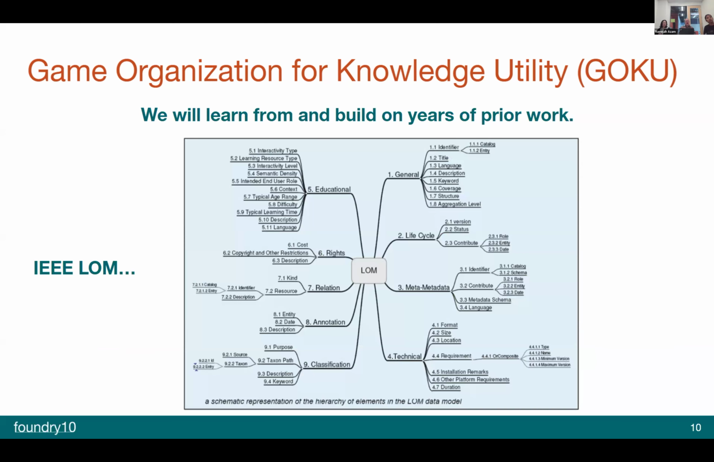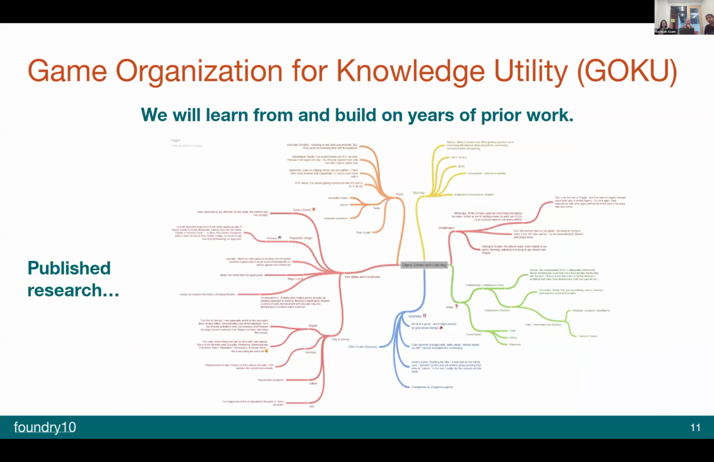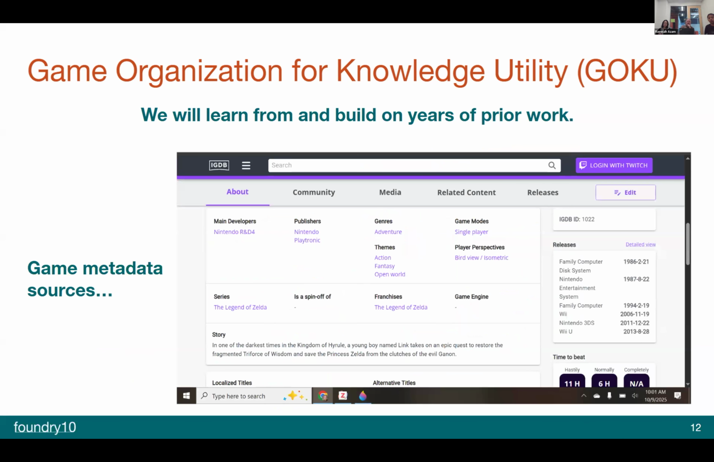But you can see the IEEE Learning Object Model. We want to learn from and build on years of prior work. So, looking at things like this learning object model and its elements, we build on published research done in the past about how people have thought about classifying games or educator needs. There are also game metadata sources that already exist, like the International Game Database, the commercial systems, even Board Game Geek, whoever is doing something with metadata.